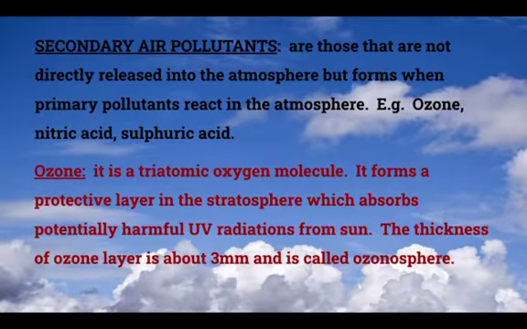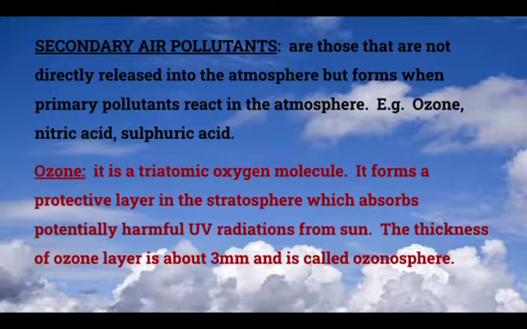Secondary air pollutants we have already seen in the previous sessions. They are those which are not directly released into the atmosphere but form when primary pollutants react in the atmosphere. For example, nitric acid and sulfuric acid are formed when sulfur dioxide or sulfur trioxide, as well as oxides of nitrogen, react with water vapor present in the atmosphere.